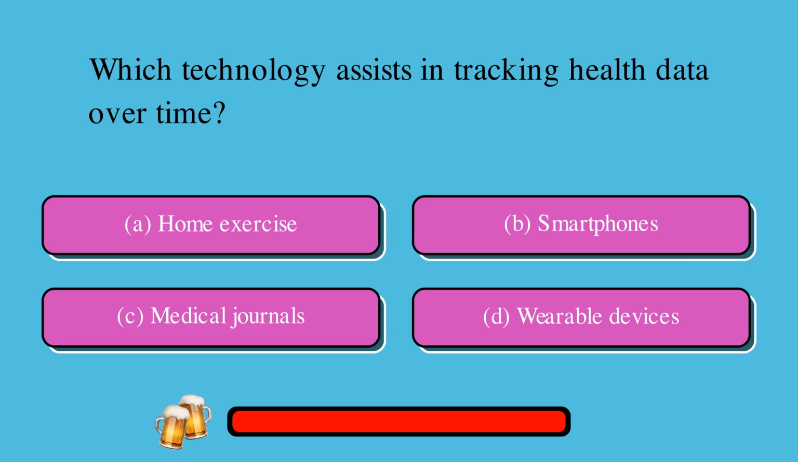Which technology assists in tracking health data over time? A, home exercise, or B, smartphones, or C, medical journals, or D, wearable devices? The correct answer is D, wearable devices.